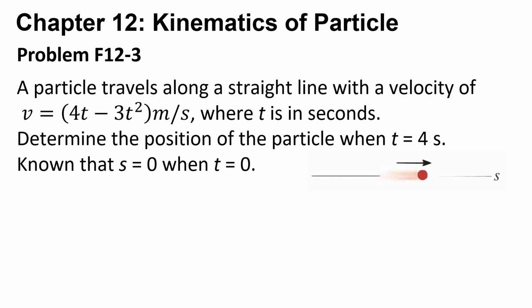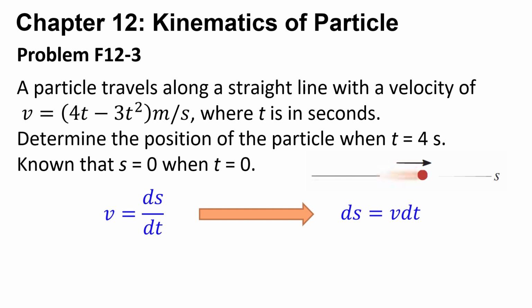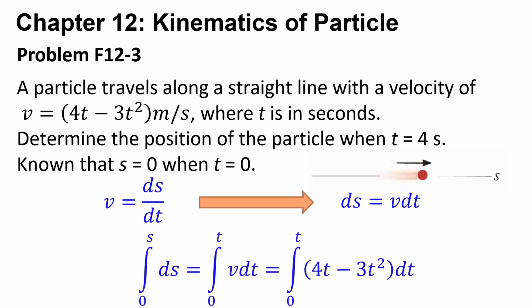The third problem. A particle travels along a straight line with a velocity of v equals 4t minus 3t squared meters per second, where t is in seconds. Determine the position of the particle when t equals 4 s, given that s equals 0 when t equals 0. We know that v equals ds by dt. So, ds equals v dt. Consequently, to find the position we have to integrate both sides.